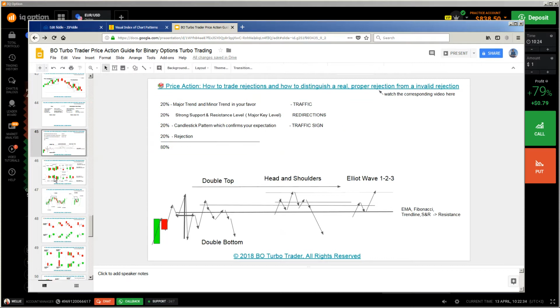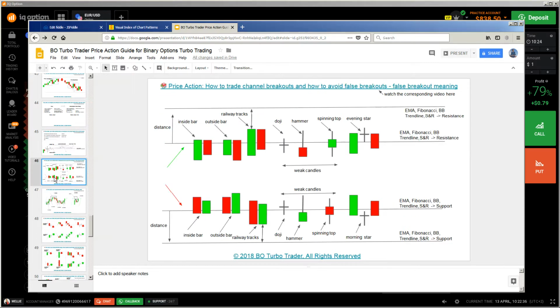So, and then we have this one here, the fake breakouts. Yes, that is how fake breakouts could look, and all variations of this. This is only a small part of how a false breakout can appear. Yes, but if you are aware of it, you can prevent it.